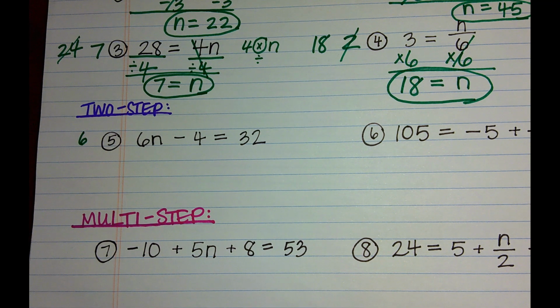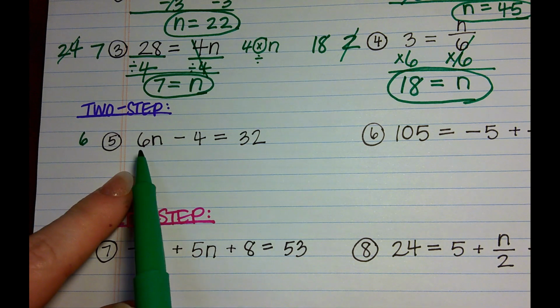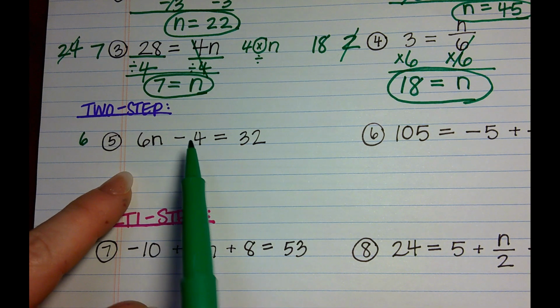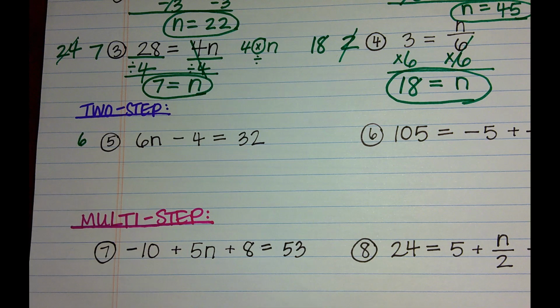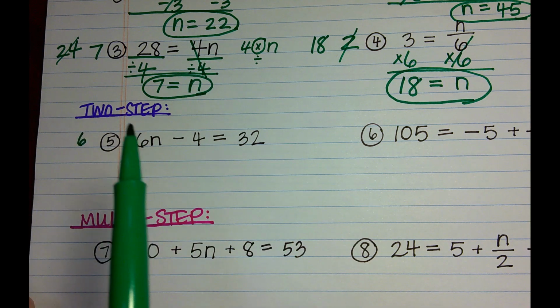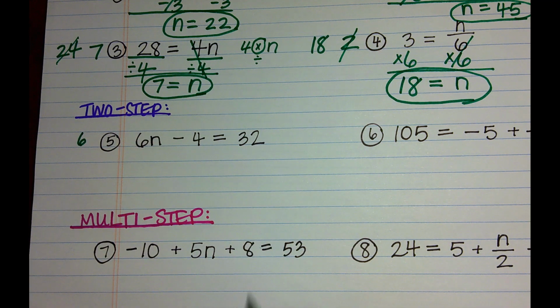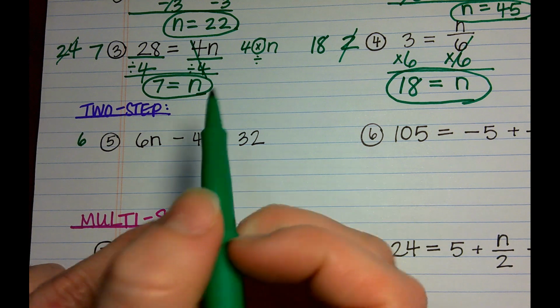Oh, number 5? Yes, number 5. Okay, well, let's see. So I have 6n minus 4 equals 32. 4 under the 4 or 4 under the 32? Yes. Okay, now how did you know that we were going to do the 4?